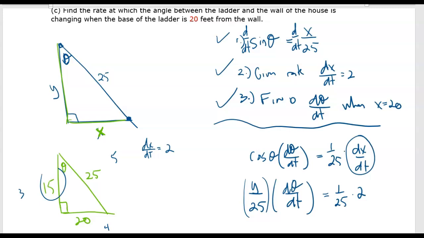Okay, so that means y is 15, and from there you should be good to go, right? Our goal is to get everything but the rate they're interested in, which is d theta dt. And then I divide both sides by 15 over 25, which is the same as multiplying both sides by 25 over 15. And I get 2/15, and that should be radians per second.